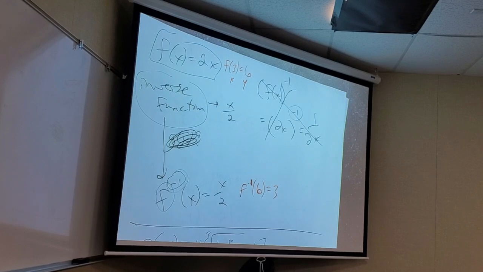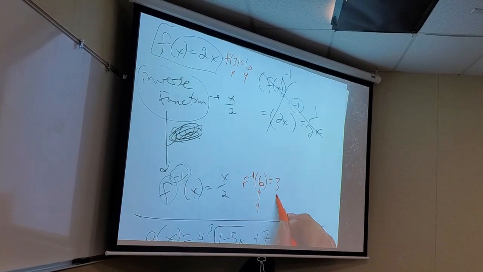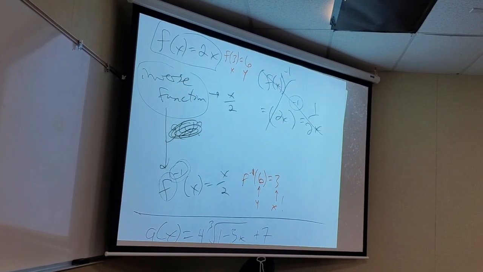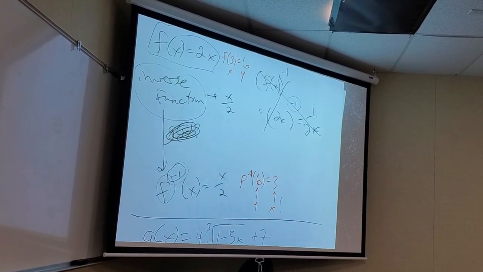Maybe. So what are you talking about, Jeff? I don't know. Hold on. Yeah? So if f of x equals 2x, why isn't the inverse function 2 over x?